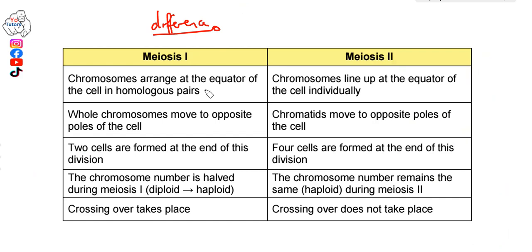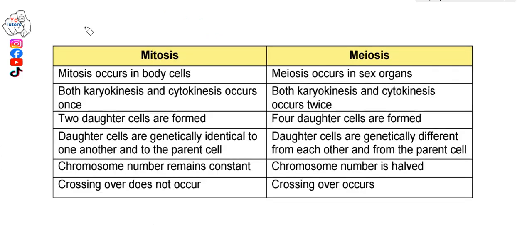Okay, now let's move on to the difference between meiosis 1 and meiosis 2. In meiosis 1, homologous chromosomes are arranged at the equator, while in meiosis 2 the individual chromosomes line themselves up on the equator. In meiosis 1, whole chromosomes move to opposite poles, while in meiosis 2 chromatids move to opposite poles. Meiosis 1 forms 2 cells, while meiosis 2 forms 4 cells. In meiosis 1 the chromosome number is halved, while in meiosis 2 it remains the same. Crossing over takes place in meiosis 1, but does not take place in meiosis 2. We did indicate that on the previous slide.